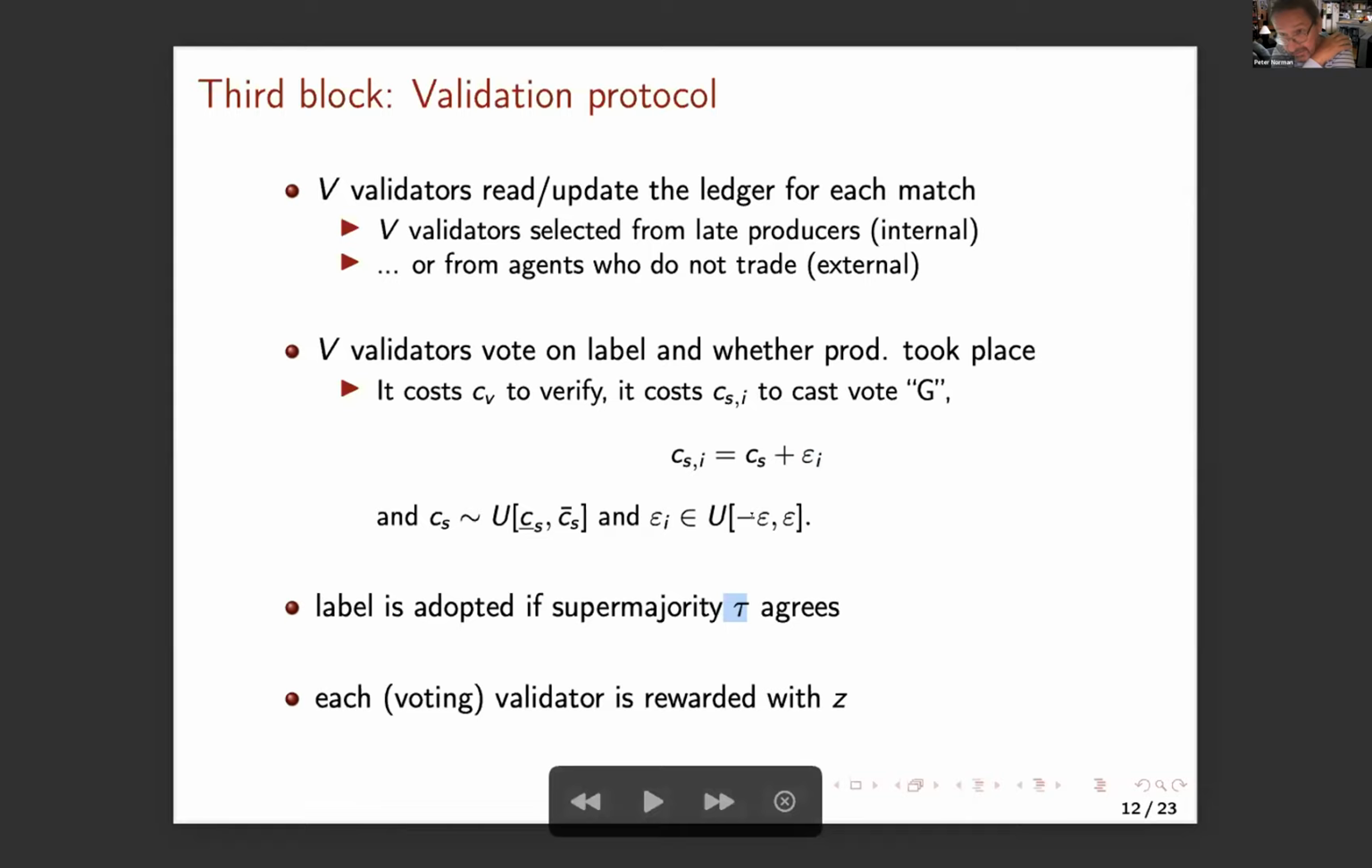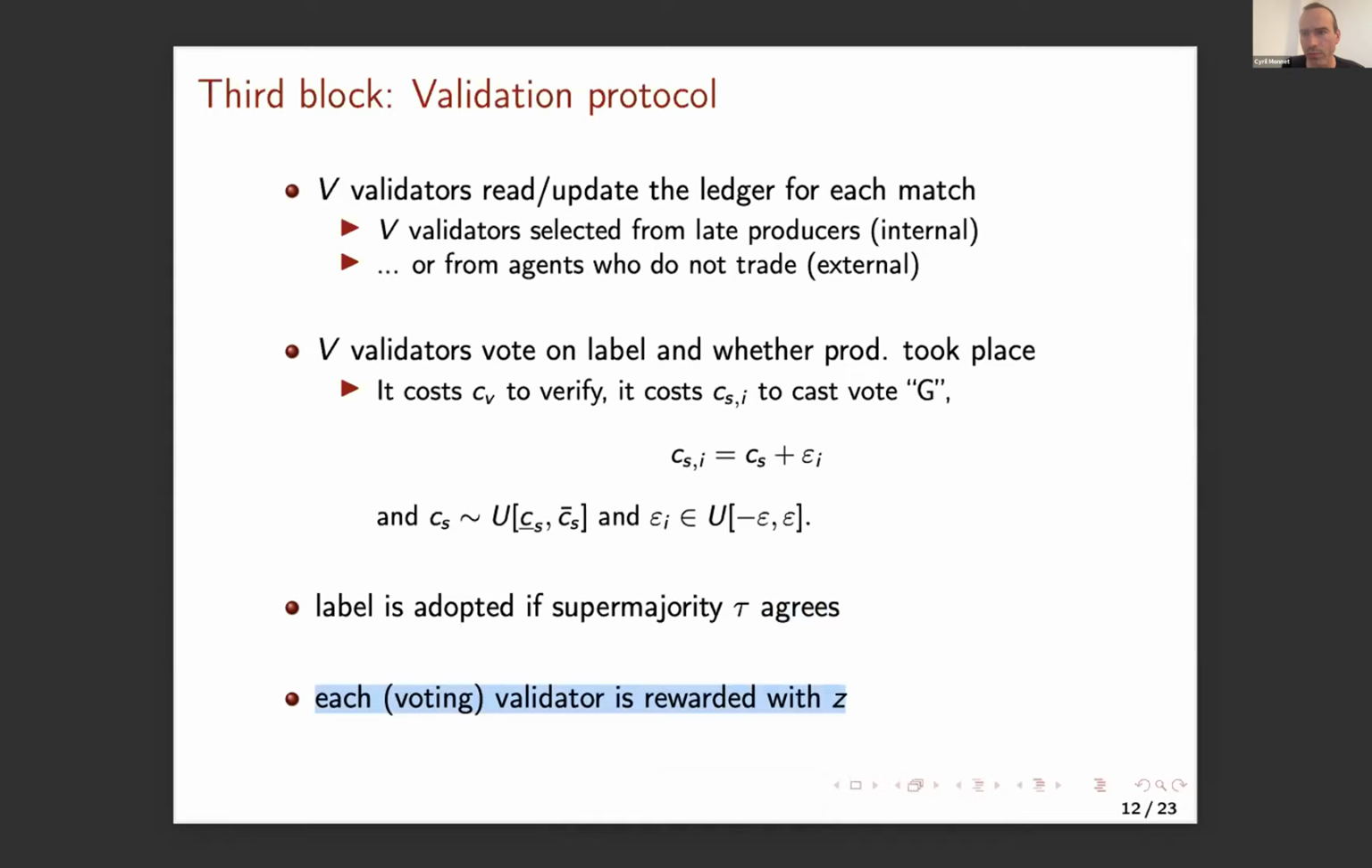Sarah, it seems to me that you snuck in some assumptions here. For example, not casting a bad vote would depend on how the validators are compensated, right? Which you haven't told us. Yes, I will. Each validator is going to be rewarded with Z if the label is good. If they agree that the label is good, they will get Z produced by the label. So that's how it works? It seems more important to reward them for finding bad ones.